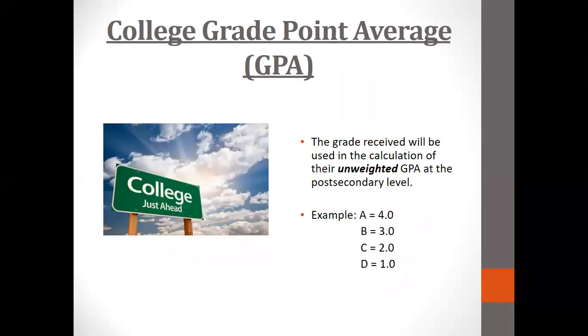So college GPA, it does affect your college GPA because it's a college class, right? The grade received will be used in the calculation of their unweighted GPA at the post-secondary level. Example, if you get an A, you get a 4.0. B, you get a 3.0. C, you get a 2.0. D, you get a 1.0.